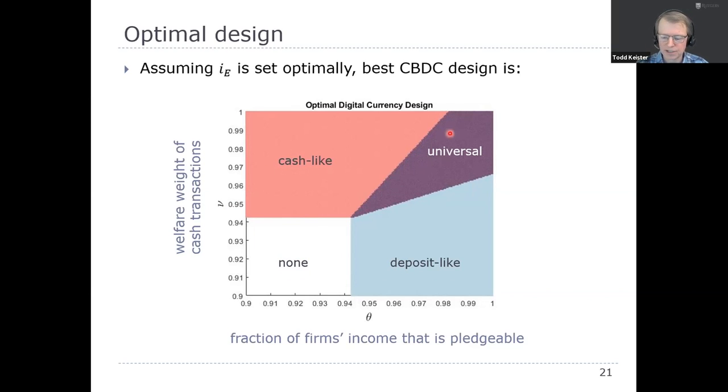And as you do both of these things, this is where a universal digital currency that can be used in all types of meetings becomes optimal.